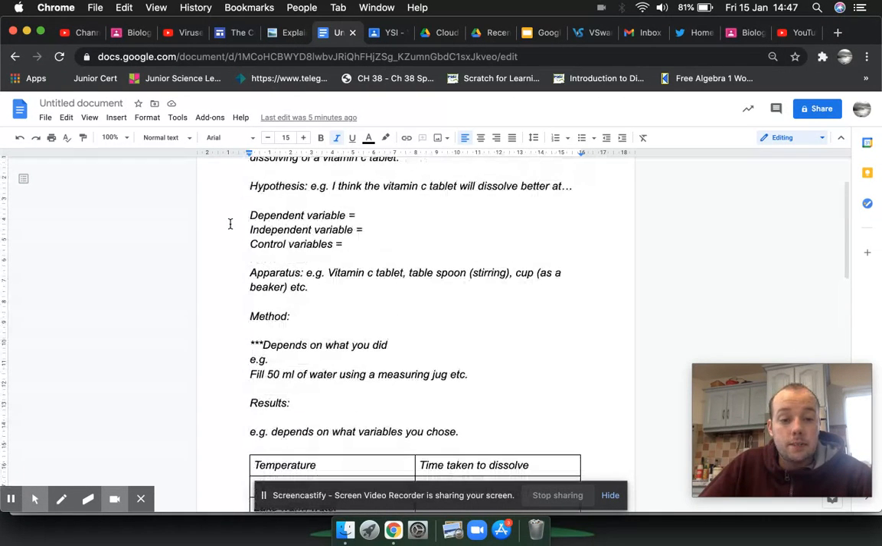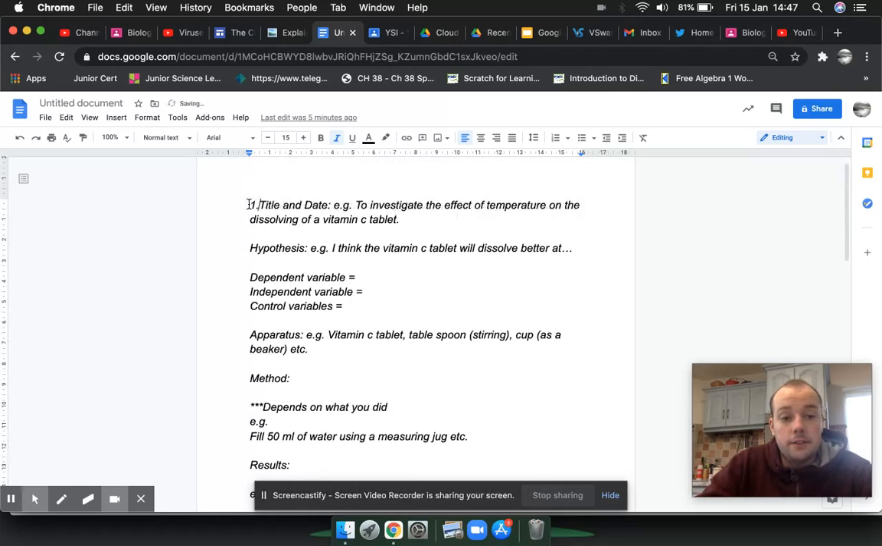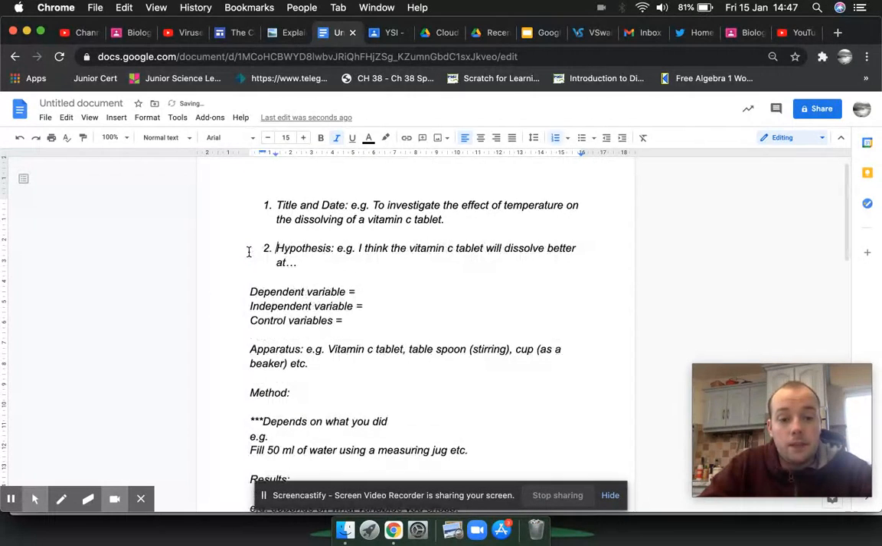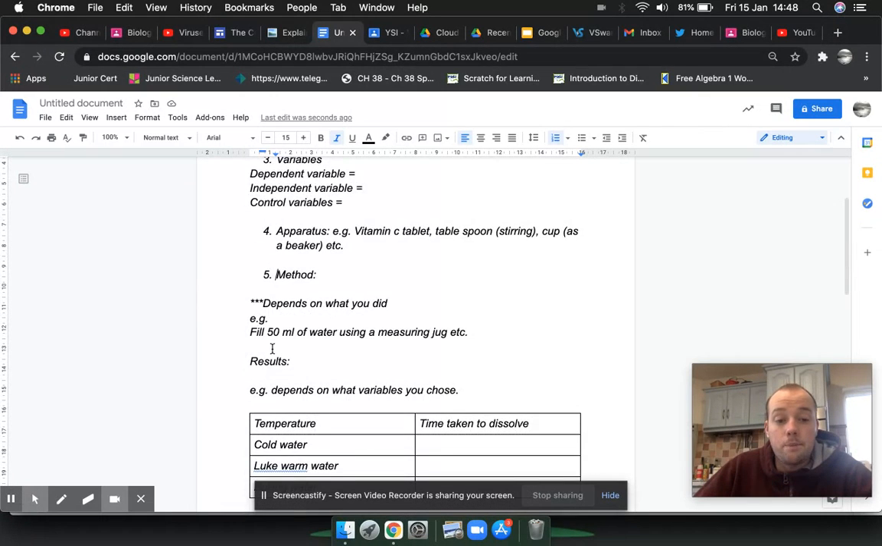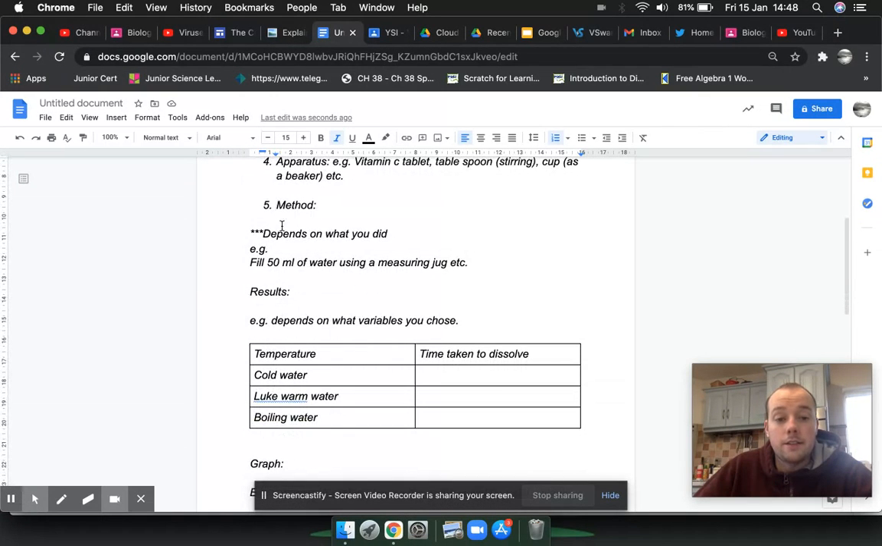So just like any other experiment, I'm going to number these now. You're each going to have a title and date. You're going to have a hypothesis. You're going to have, and I'm going to call this one variables. You're going to have apparatus. You're going to have a method. So for the apparatus, I'm going to ask you to write it up in such a way that you have written down, for example, a tablespoon is to be acting as a stirrer that you would have inside the lab. A cup is to be used as a beaker, etc. Okay, so just listing off all your different equipment.